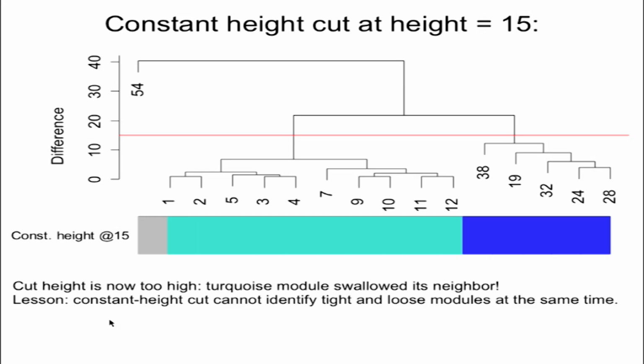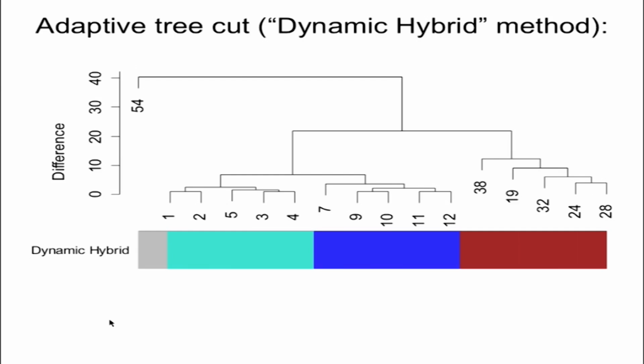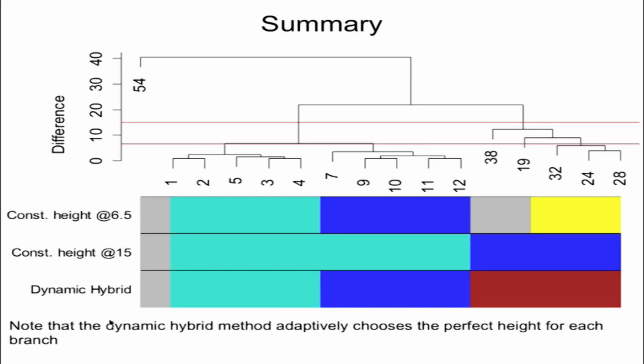So what you really want is a dynamic cutting approach that forms one cutoff here, one here, and one here, meaning every single branch gets its own height cutoff, an adaptive approach. And that is really accomplished by this dynamic approach. So in summary, these are all the cluster assignments. This is for a constant height threshold of 6.5, a constant height threshold of 15, and this is the dynamic hybrid method. And so here in this toy example, the hybrid method really adaptively chooses the perfect height for each branch.